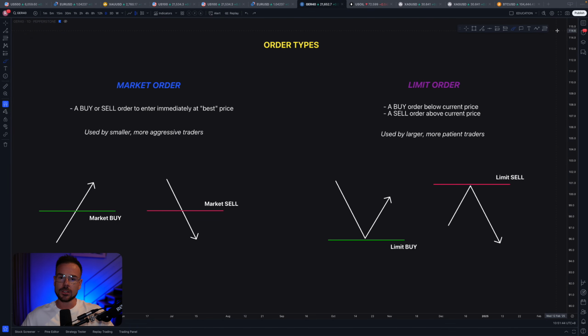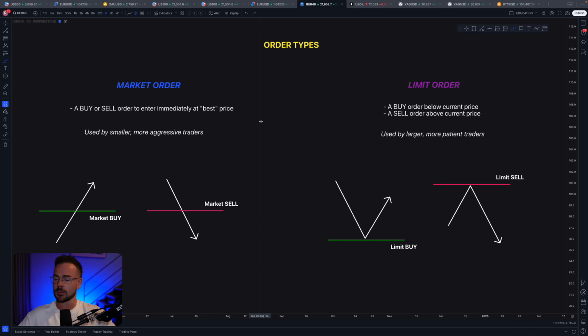Alrighty, now we're going to look at order types. We're going to look at the two main different order types that get used in the market, how they're different, how we use them and how they affect price. Market order is the first order type we're going to look at. A market order is a buy or a sell order to enter immediately at the best price. So you can just hit market buy or sell anywhere on the chart and it will enter you at the best available price.